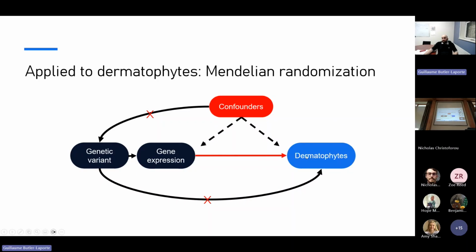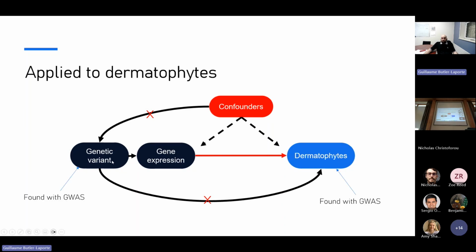So basically here, instead of using lung cancer, we would be using dermatophytes. Instead of using smoking, we would be using gene expression, but it could be anything. It could be a protein level in the blood. It could be smoking. It could be anything, really. And instead of tobacco tax rates, it would be genetic variants that we find through the different GWAS, basically.